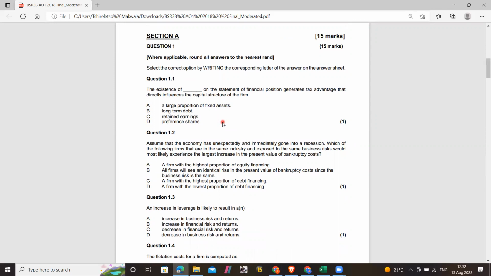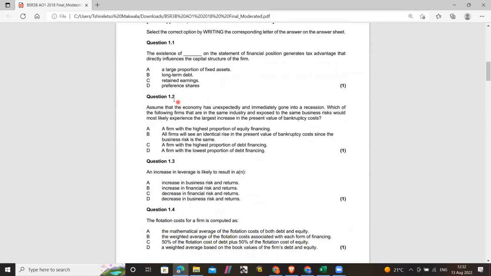So let's start with question 1.1. It says the existence of this item on the statement of financial position generates a tax advantage that directly influences the capital structure of the firm, right? So what has tax advantages? Remember, it's a statement of financial position and it has tax advantages, and they're talking about which capital. So which capital has tax advantages? Obviously, it's liabilities, right? And what type? Long-term loan will be the long-term loan, right?